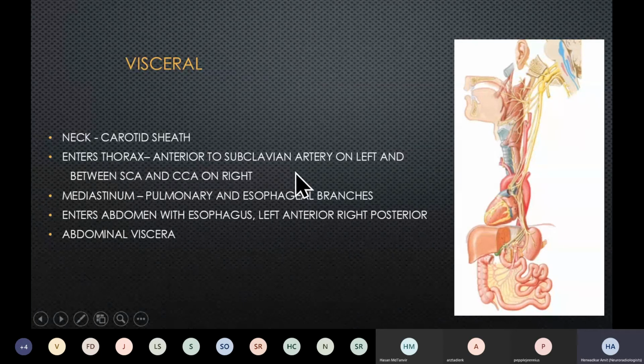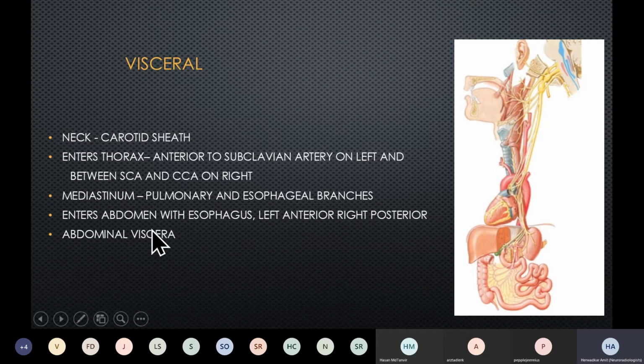It enters the thorax anterior to the subclavian on the left side, and between the subclavian and the common carotid artery on the right side. In the mediastinum, it's going to give branches to the lungs and to the esophagus, and as it enters the abdomen, it's going to go along with the esophagus through the diaphragmatic hiatus. The left side is anterior and the right side posterior. Those of you who know the embryology of the development of the stomach will know why this happens. That's because of the gut rotation.